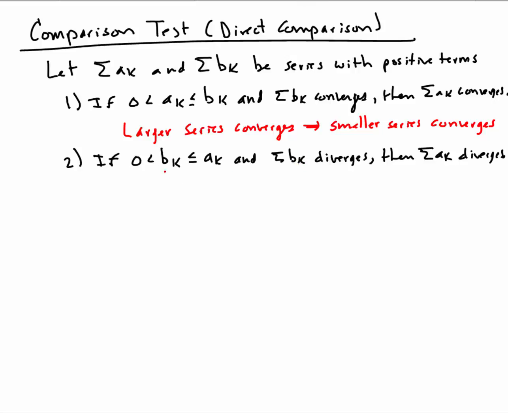So b sub k in this case is the smaller one. So what this is saying is if we have the smaller series diverging, then it only makes sense, implies that the larger, which is a sub k in this particular case, series diverges as well. So if we have a small series and it's already going off toward infinity, it only makes sense that if we have a series that's all terms larger than that it would diverge as well.